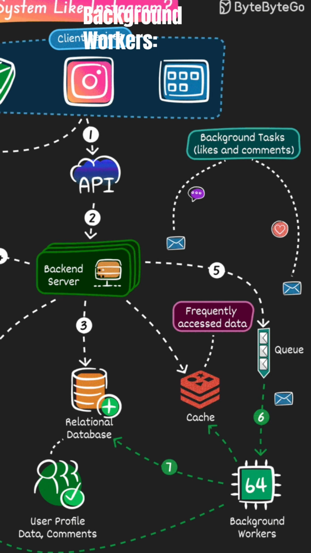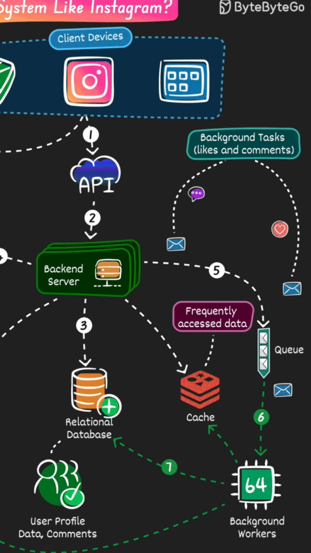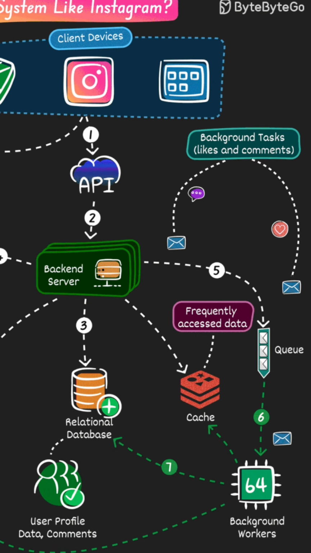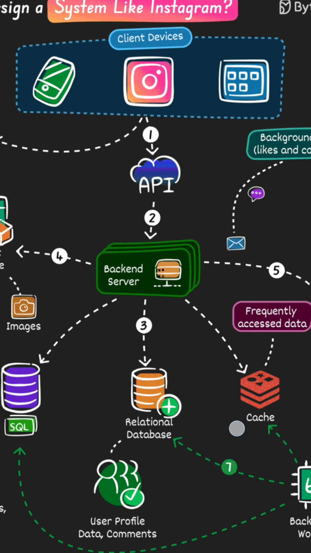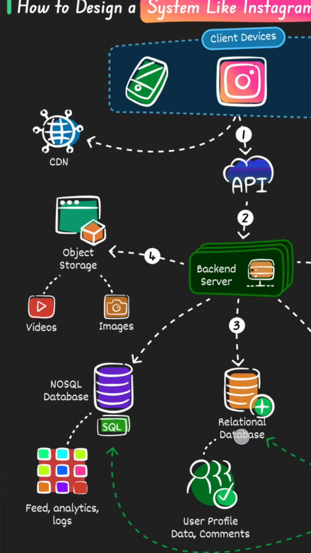Background workers. Finally, we have our background workers. These are the unsung heroes, constantly processing the tasks in the queue, updating the database, and ensuring everything runs smoothly. Notice the 64 on this box? That suggests a powerful cluster of machines working in parallel to keep up with the demand.